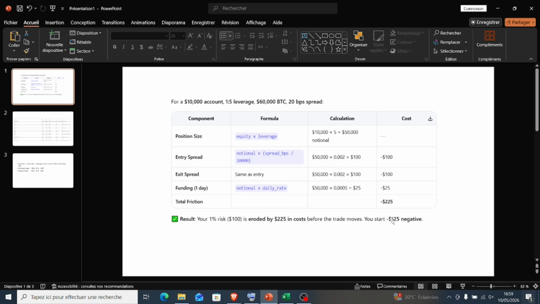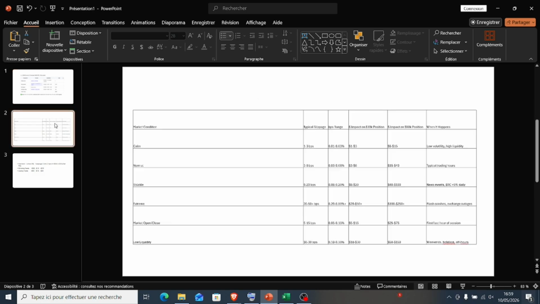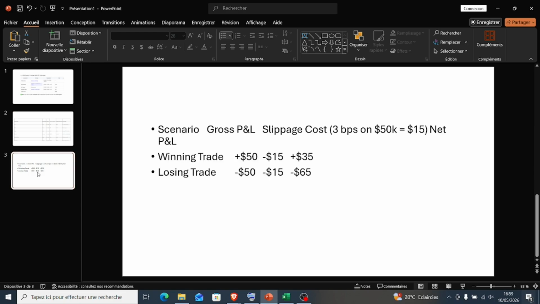Slippage: this is probabilistic, not predictable. Calm market, $1 to $3 slippage. Normal, $3 to $8. Volatile, $8 to $20. Extreme or low liquidity, $20 to $50 plus. Market open or close, $5 to $15. Let's do the math. If you win $15 on a trade, but pay $10 in spread and slippage, your net profit is only $5. If you lose $15, your real loss is $25 plus. These costs eat away at your edge.